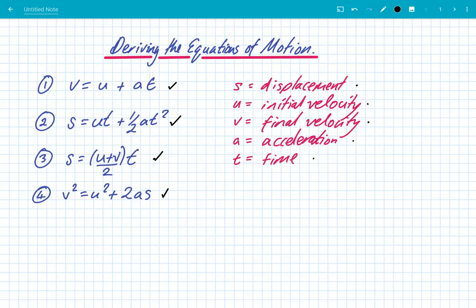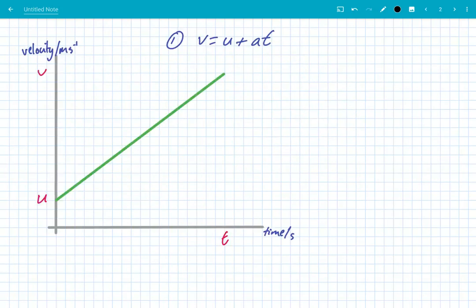You need to know how to use these equations to solve problems, but you also need to know how to derive them, which means actually finding out how we can get these equations from first principles. So the first one, V is equal to U plus AT.